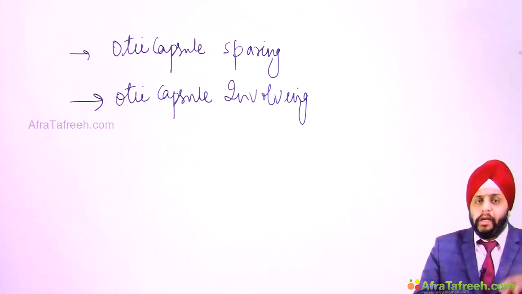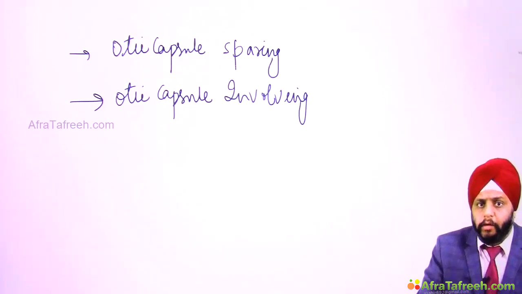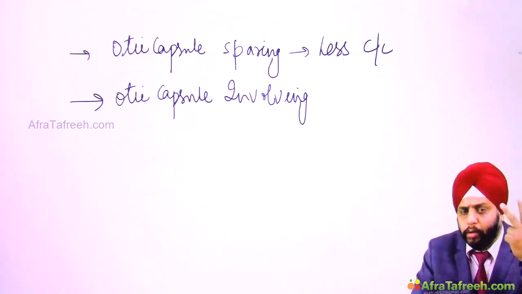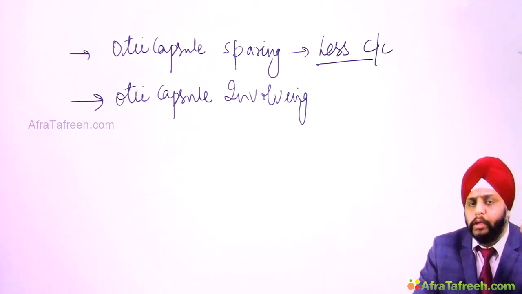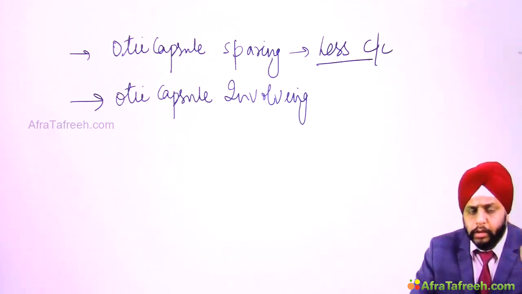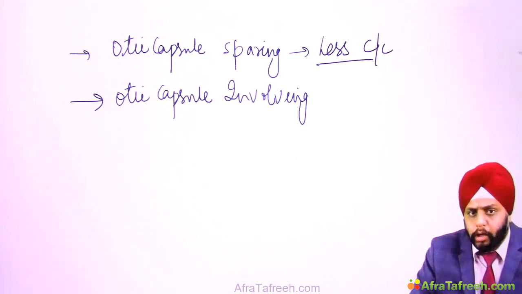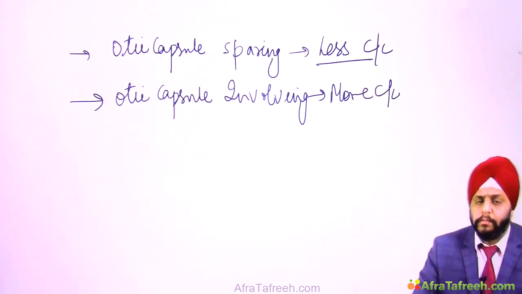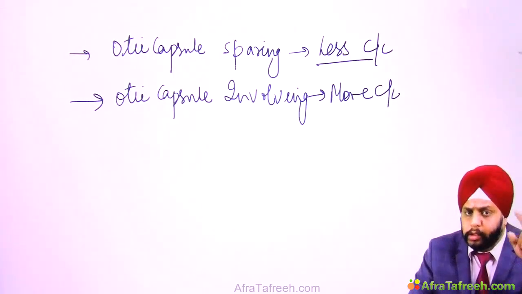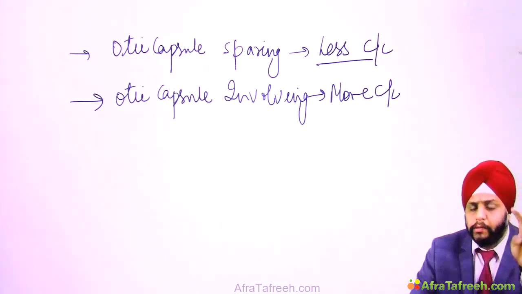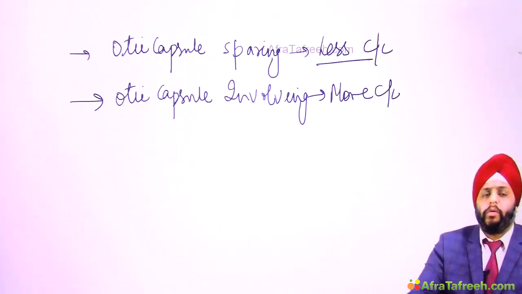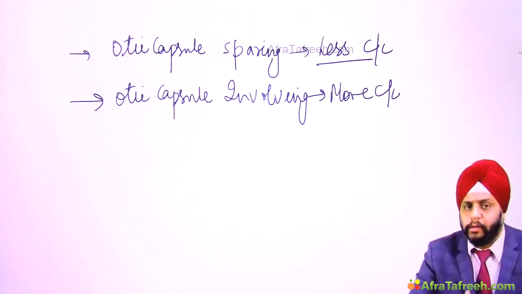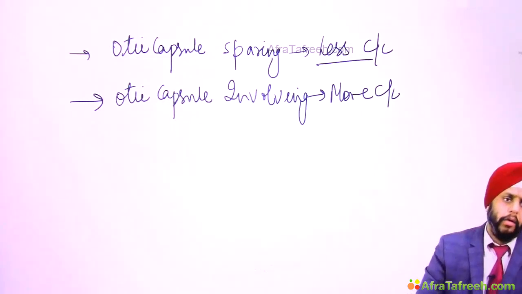So one that spares the inner ear will have fewer complications. That means there will be no vertigo, there will be no sensory hearing loss, there are fewer chances of facial palsy. Those fractures which involve the otic capsule will have more complications, more chances of sensory hearing loss, vertigo, tinnitus, and facial palsy. So, otic capsule sparing and otic capsule involving, this is the latest classification. All right.